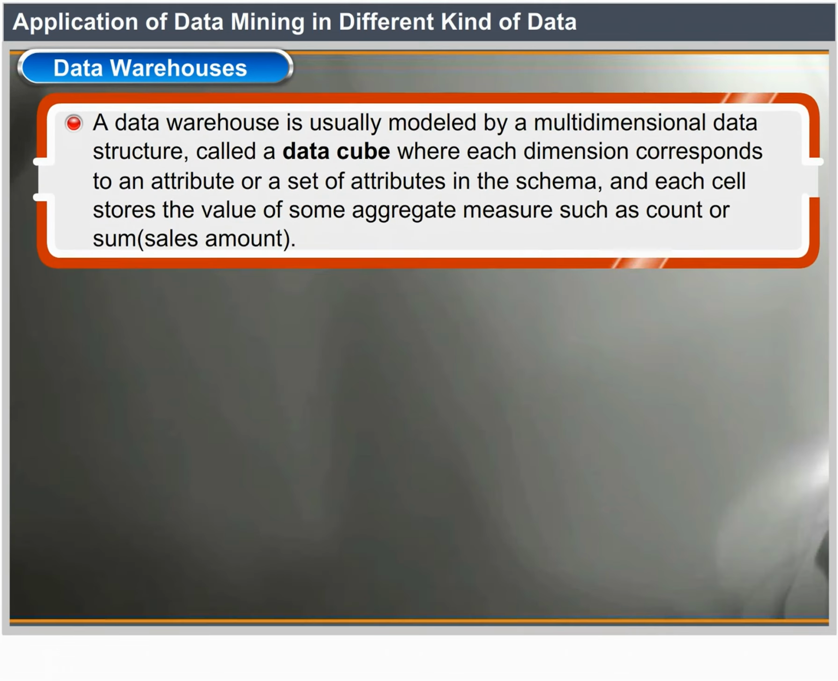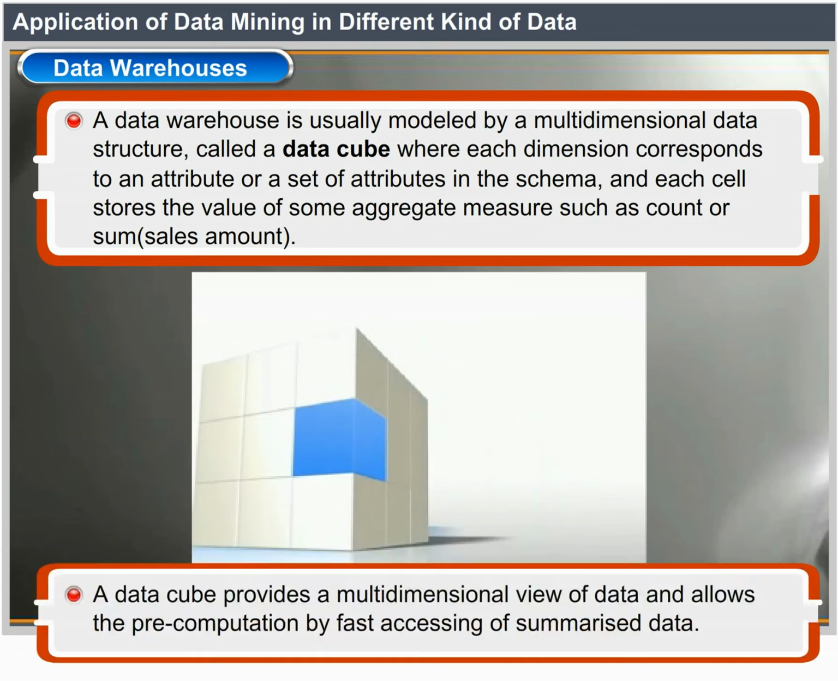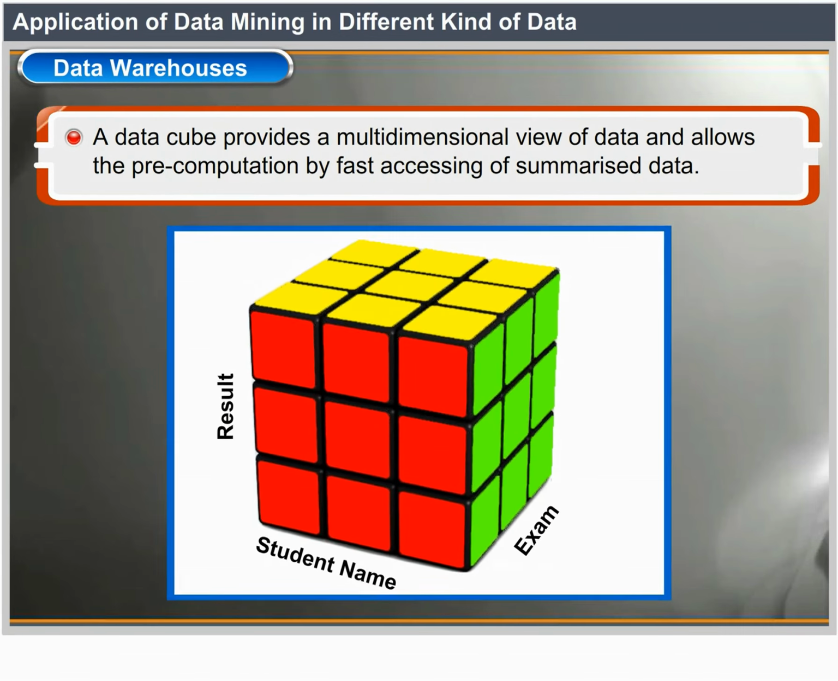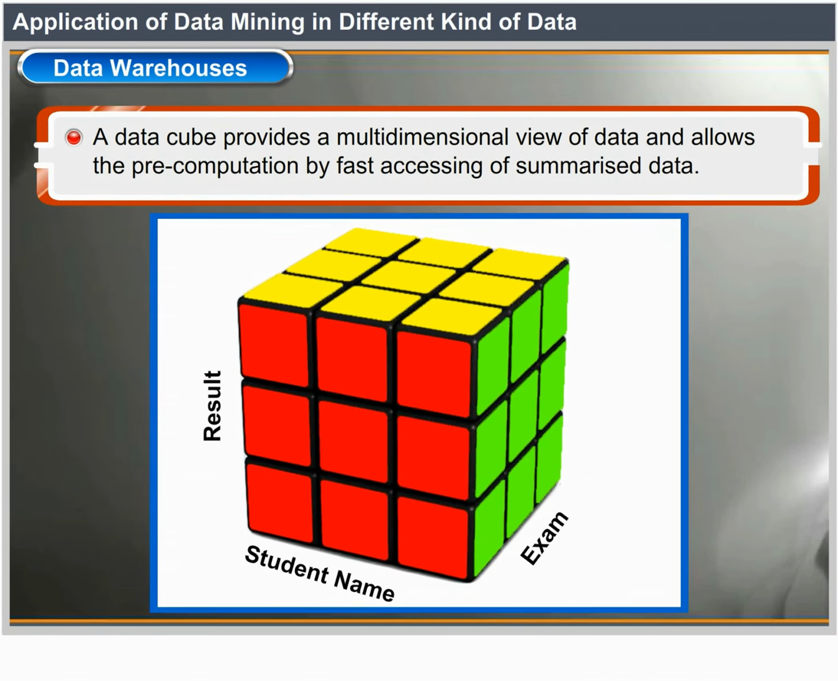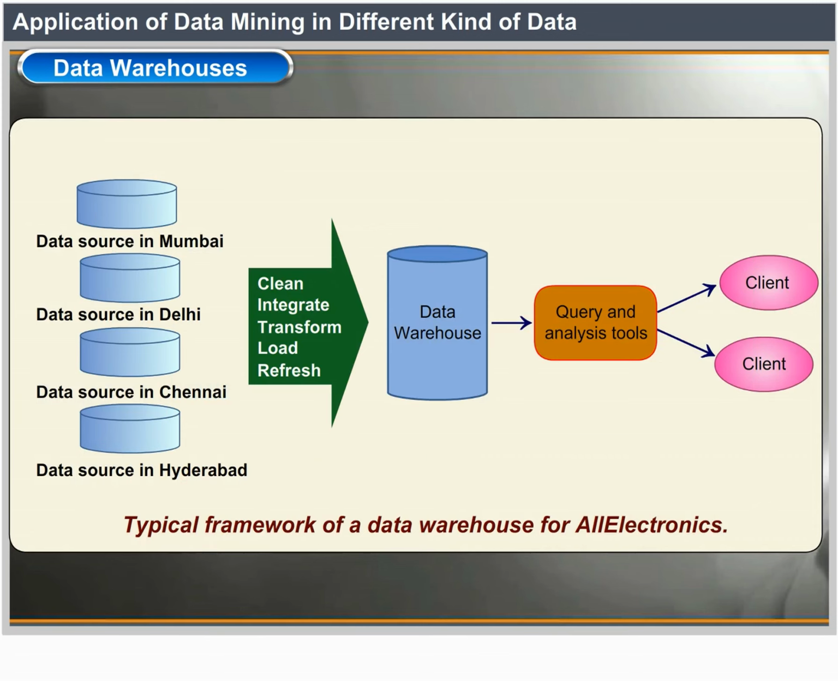A data warehouse is usually modeled by a multi-dimensional data structure called a data cube, in which each dimension corresponds to an attribute or a set of attributes in the schema, and each cell stores the value of some aggregate measure such as count or sum, sales amount. A data cube provides a multi-dimensional view of data and allows the pre-computation and fast access of summarized data. The figure shows a typical framework of a data warehouse for All Electronics.